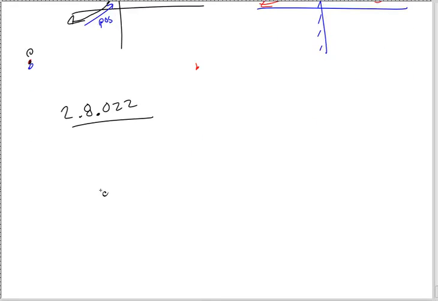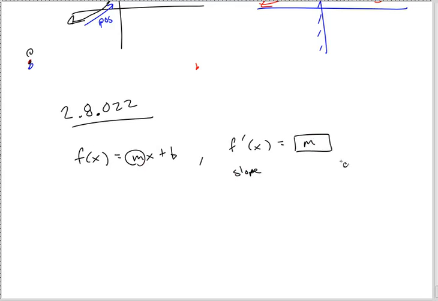But let's keep moving. So, f of x is equal to mx plus b, and they say, what's my derivative equal to? Well, my derivative is my slope. So, what's my slope? Exactly. Like, that's your answer. You're done. And they say, oh, well, hold on. What's your domain of the f, of the original? What's your domain of a line? Negative infinity to positive infinity.